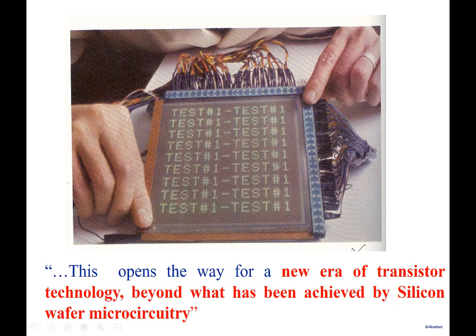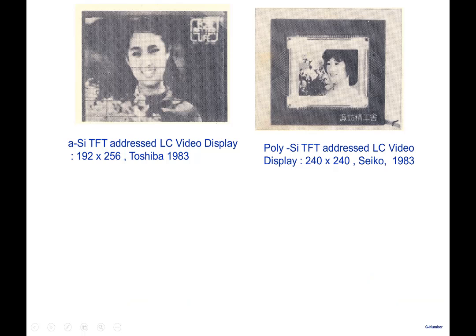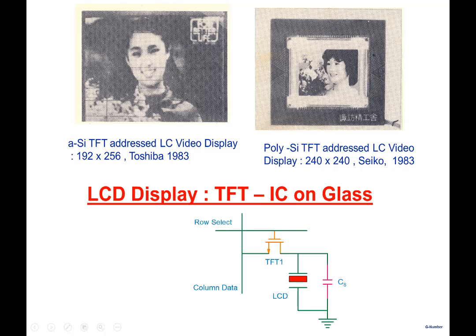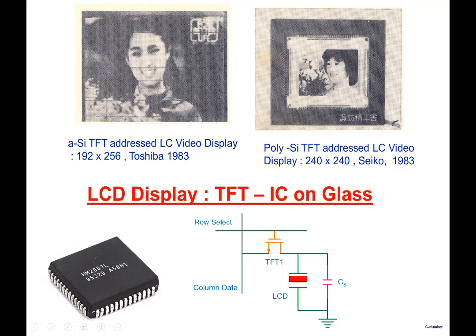So you can see these early years of early displays of TFT. Here, amorphous silicon addressed LCD display. These are the first pictures here. Now, what you have to realize is that this LCD display that we are talking about is an IC on glass. The IC that you guys are familiar with is an IC like this here, made on silicon.